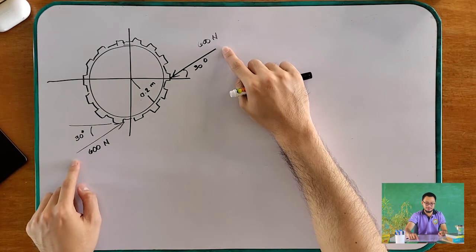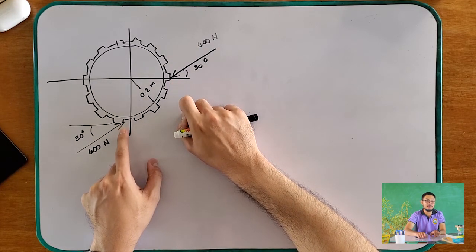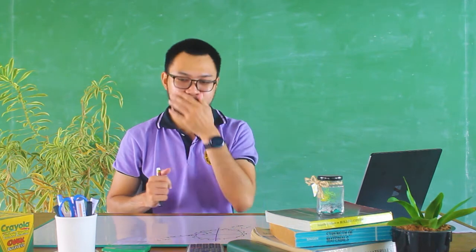The question is, we have to determine the magnitude and the direction of our couple moment. This is our couple moment. I-apply siya diri sa atong right and diri sa atong bottom. And how are we going to determine the moment of this couple?